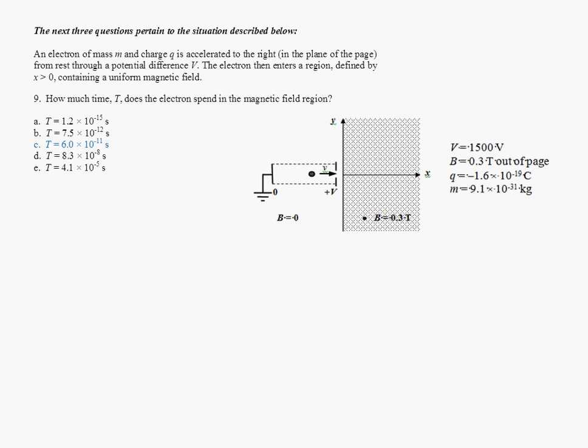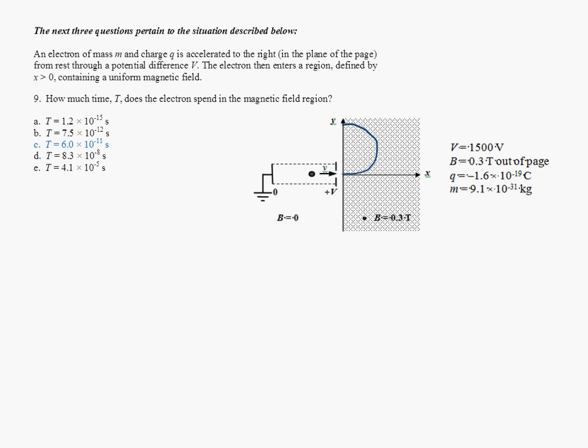Okay, now they want to know how much time the electron spends in the magnetic field. Sort of an interesting question. Let's just remind ourselves, as the electron comes in here, it's going to get bent around and kind of follow a semicircular path going out.